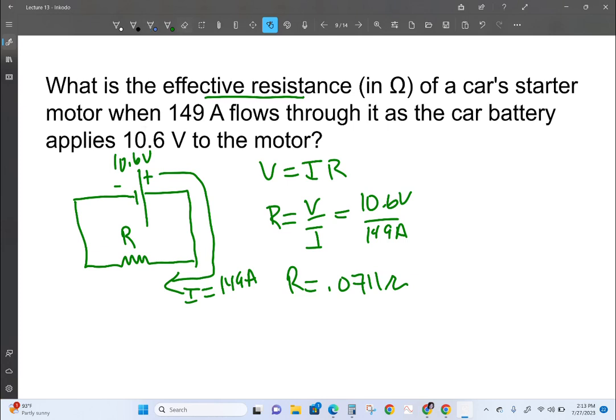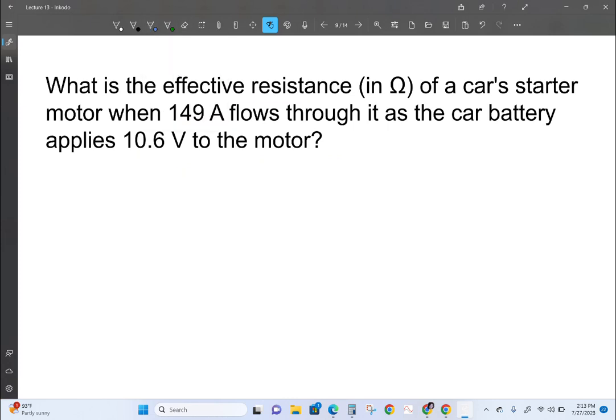So if we were to look at this example here: what is the effective resistance of a car starter motor when 149, and I'm going to make this milliamps because that makes more sense, flows through it, as the car battery applies 10.6 volts to the motor. It'd be super simple.